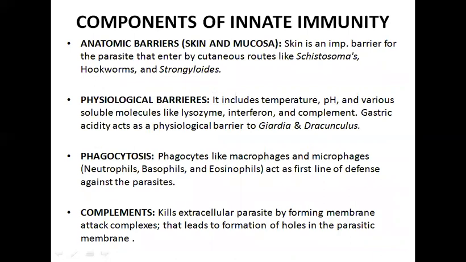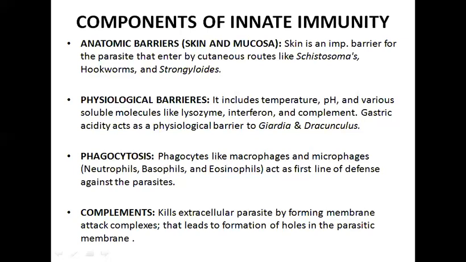Then coming to the components of innate immunity, we have the anatomic barriers like the skin and the mucosa. Skin is an important barrier for the parasites that enter by cutaneous routes, like Schistosoma, hookworms, and Strongyloides. And we have physiological barriers. This includes temperature, pH, and various other substances like the lysozymes, interferons, and complement.